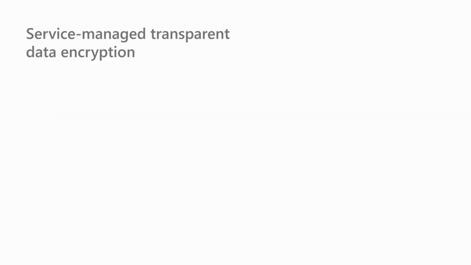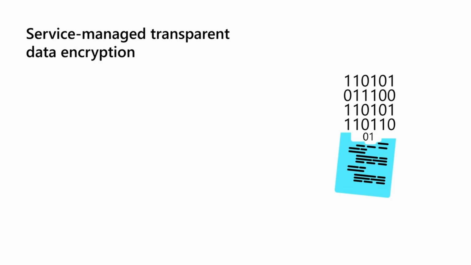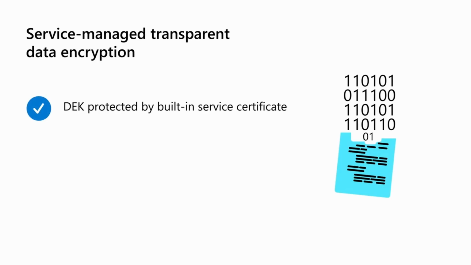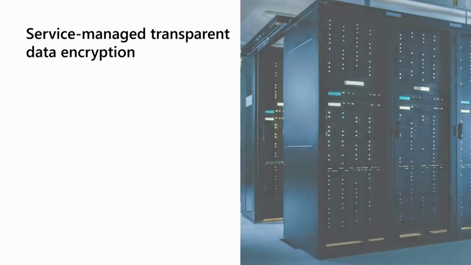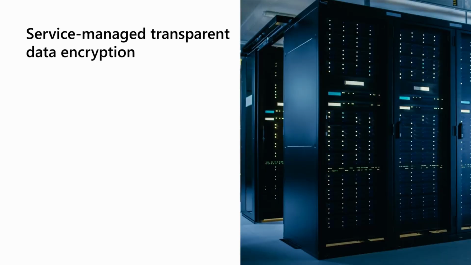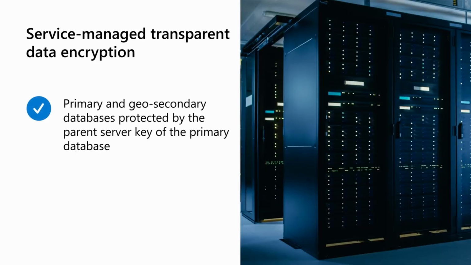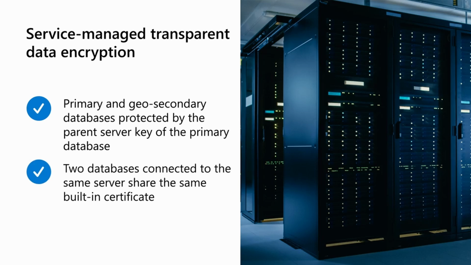Let's move on to service-managed transparent data encryption. In Azure, DEK is protected by a built-in server certificate by default. This built-in server certificate is unique for each server, and the encryption algorithm used is AES-256, where AES means Advanced Encryption Standard. Now, if the database is in a geo-replication relationship, the primary and the geo-secondary databases are protected by the primary database's parent server key. If two databases are connected to the same server, they also share the same built-in certificate.